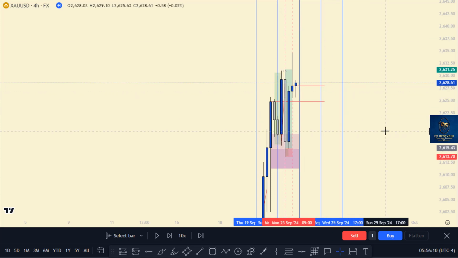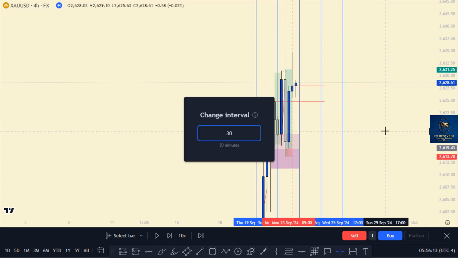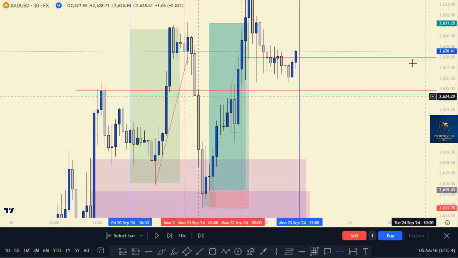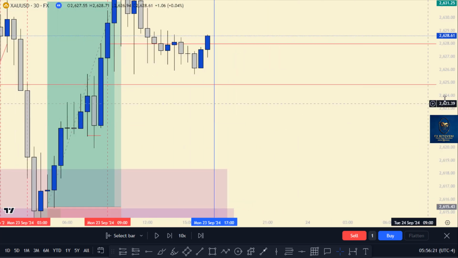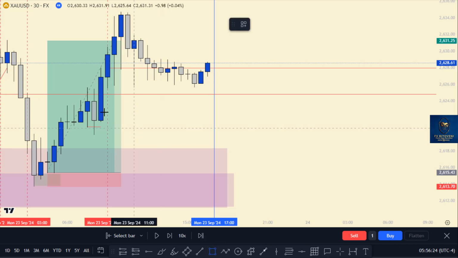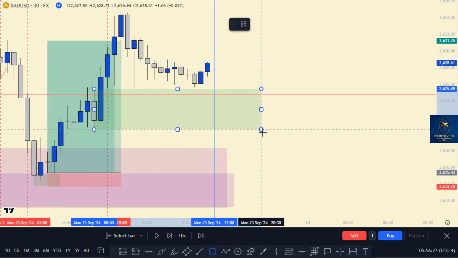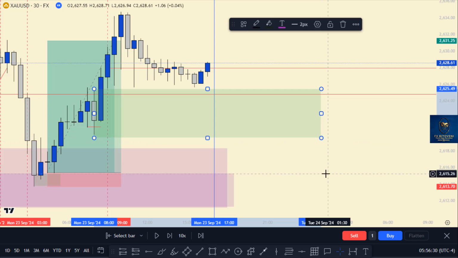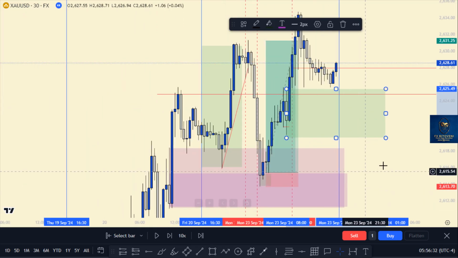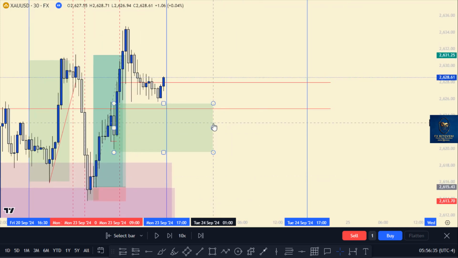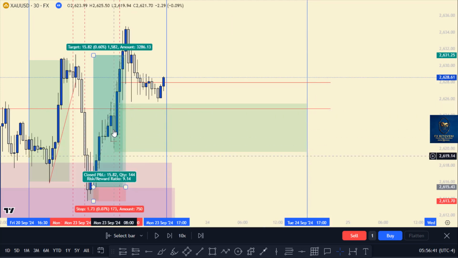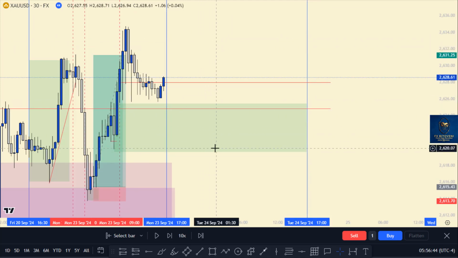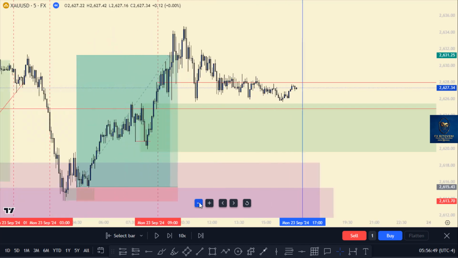We have 2 zones. Now we have the 30-minute time frame. Then you have our base candle below our support level. Same process. Now this is the zone. We're going to change to 5 minutes to do some refinement.